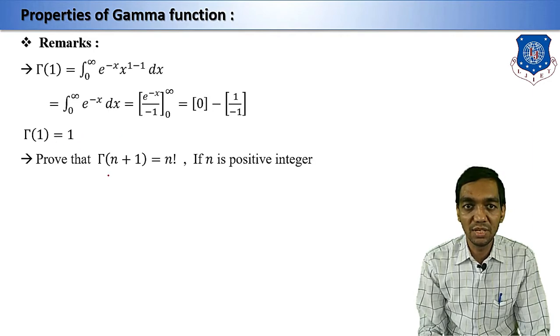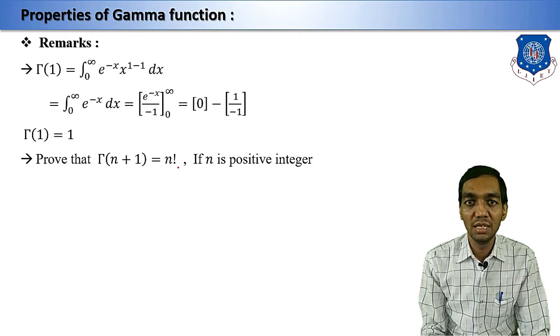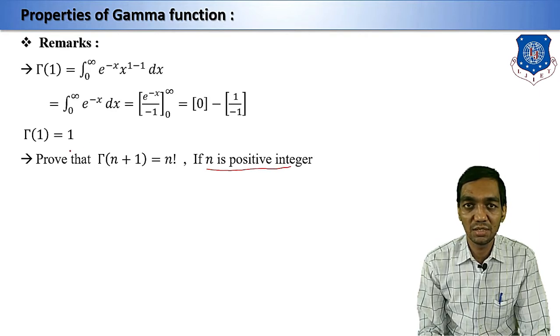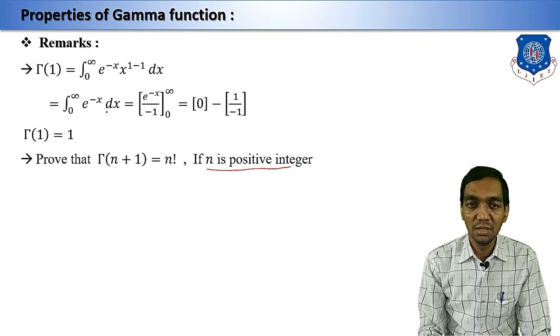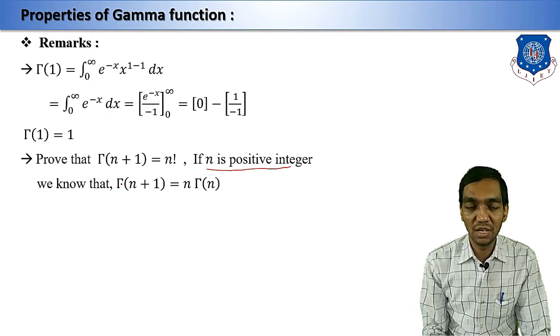Using this, we are going to prove that gamma n plus 1 has the value n factorial in the case where n is a positive integer. Please remember, only if n is a positive integer can you write this in the form of a factorial. We are going to give the proof using property 2.